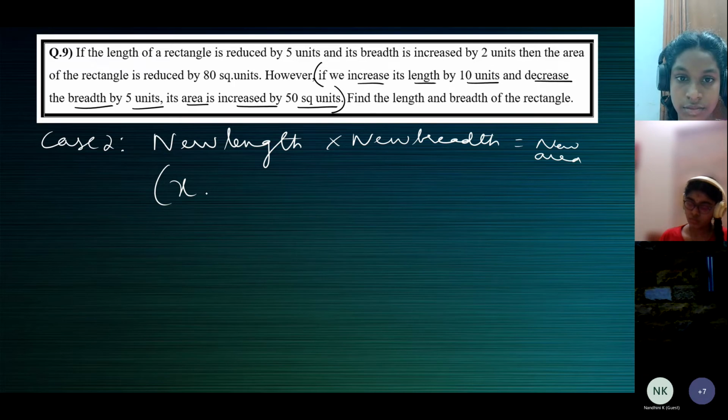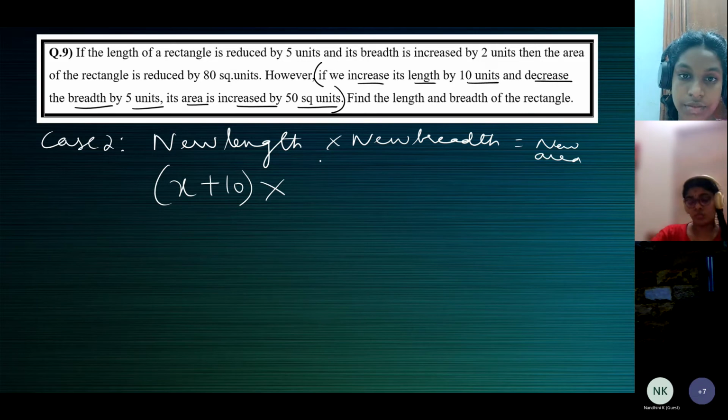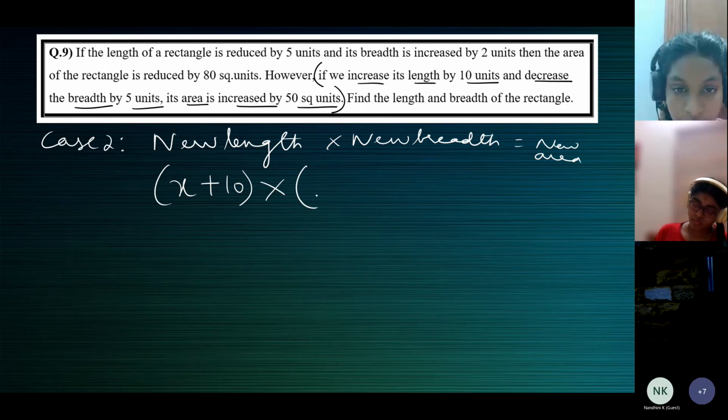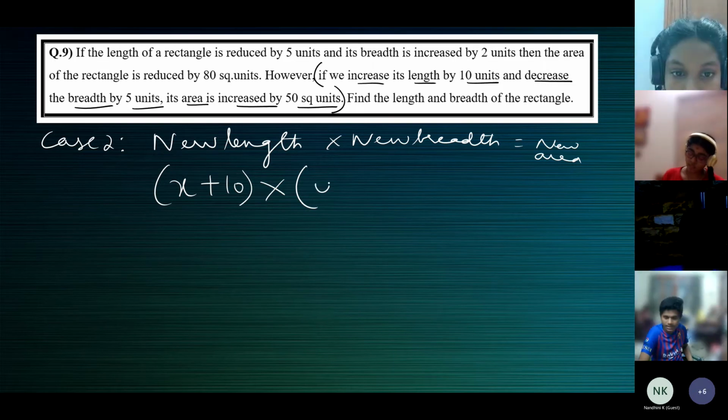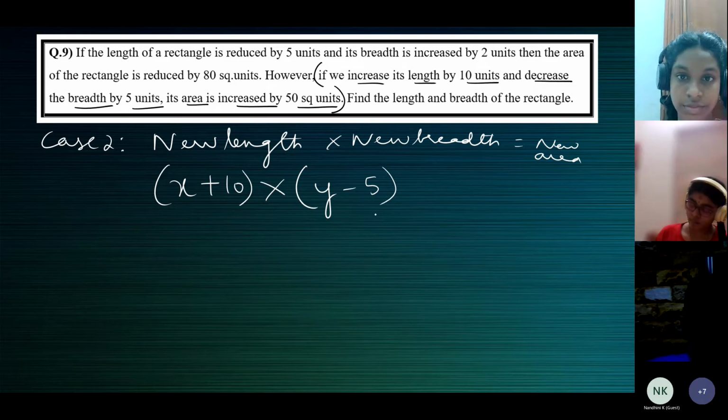What's the new length? Increase the length by 10, x plus 10 into, why into? Because L into B is area. Now you wonder why? Because L into B is area. The formula we have written: new length into new breadth is new area. That's a formula. L into B is equal to area of a rectangle. What's the new breadth? y minus 5, the original breadth y minus 5, because reduced by 5.